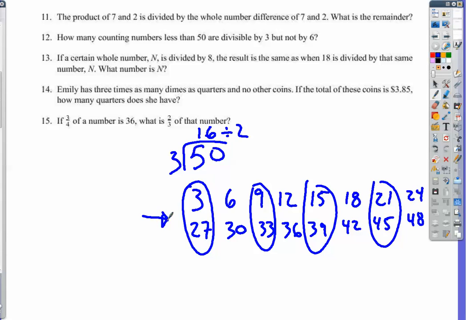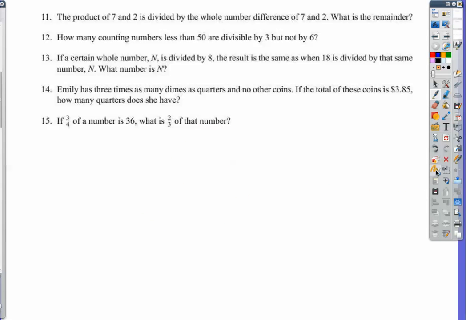All right, number 13. If a certain whole number n is divided by 8, the result is the same as when 18 is divided by the same number, n. What is the number n?